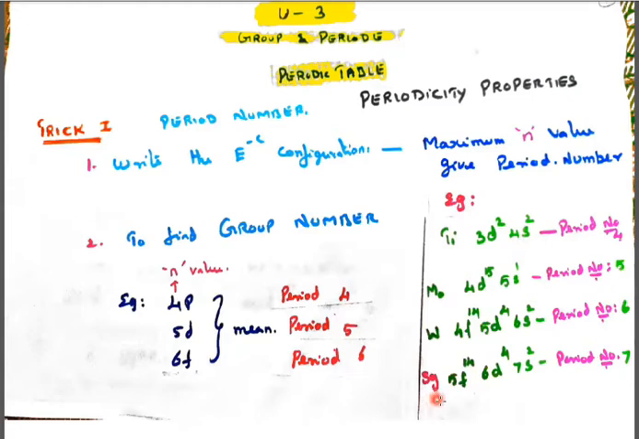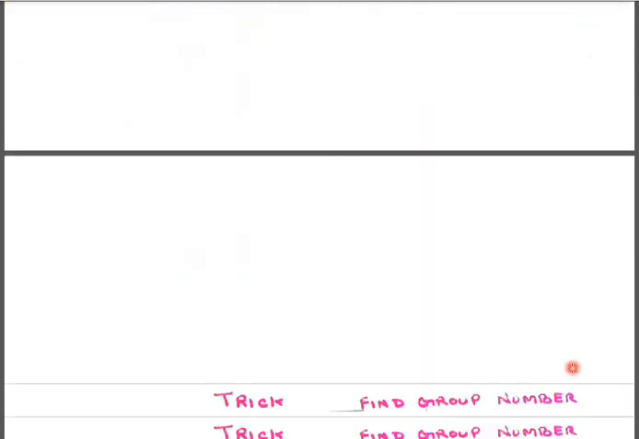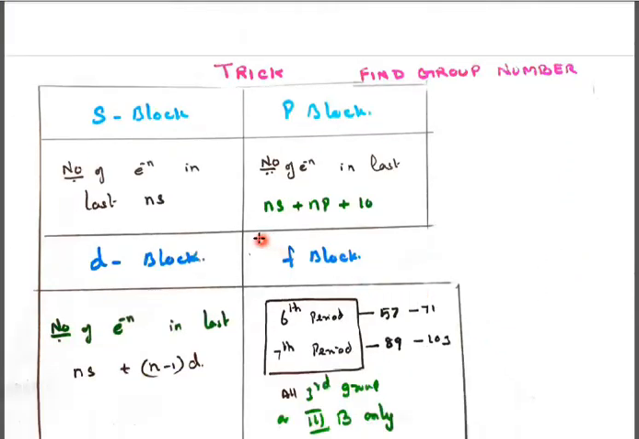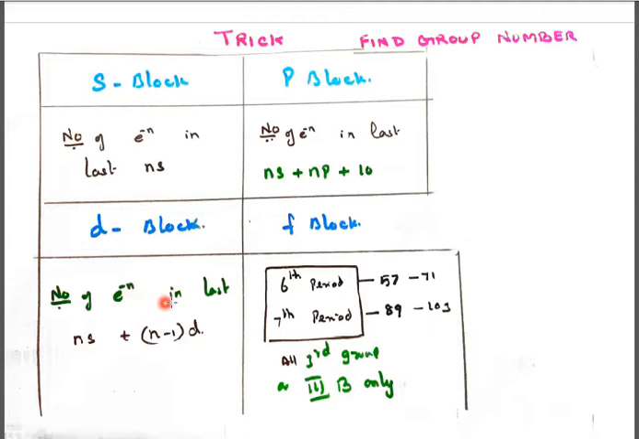Seaborgium 5f14 6d4 7s2: the maximum principal quantum number is 7, so the period number is 7. Next, let us see the rules to find the group number. This is a very good trick. For the s block, only the number of electrons in the last ns orbital is to be calculated. For the p block, the number of electrons in the last shell, ns plus np electrons, plus 10. For the d block, the number of electrons in the last shell, ns plus (n minus 1)d.